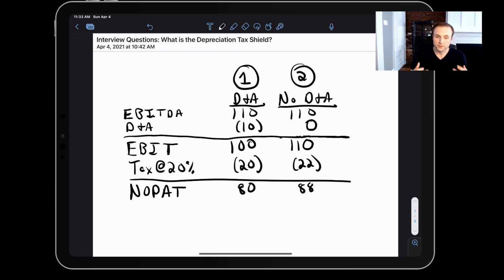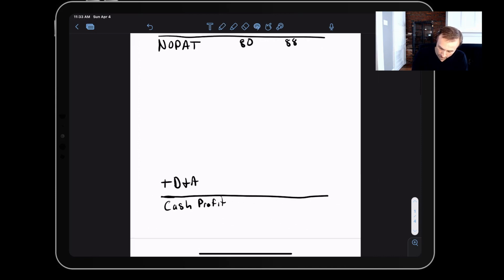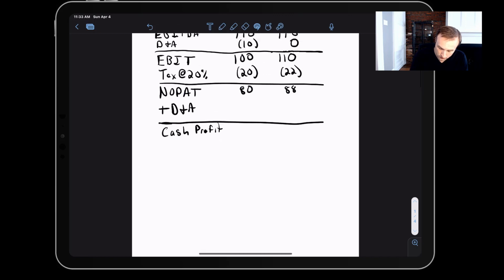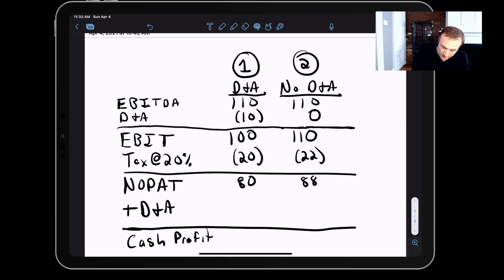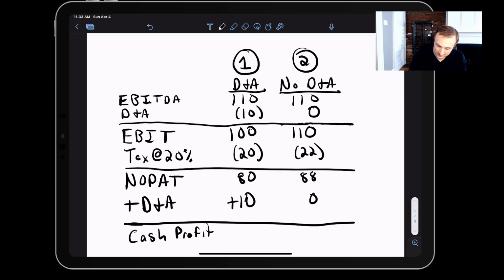But remember, depreciation and amortization is a non-cash charge that we need to add back. So I'm going to hop down below and grab a little helper here. Let's actually zoom out a little. Move this up and zoom back in. There we go. And we are going to now add back D&A. In the first scenario, we have D&A to add back; in the second scenario, we have none.